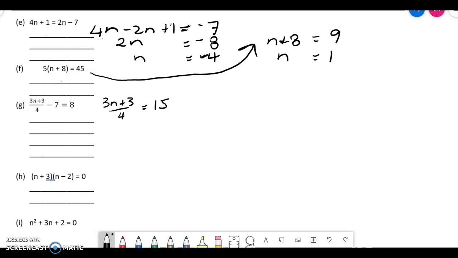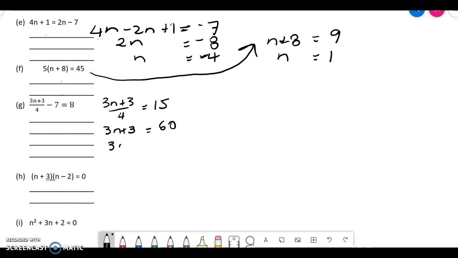Now we had 3n plus 3, which was then divided by 4. So we're going to undo the dividing by 4. So we're going to have 3n plus 3. To undo dividing by 4, take it to the other side and do the opposite. Times 4. 15 times 4 is 60.